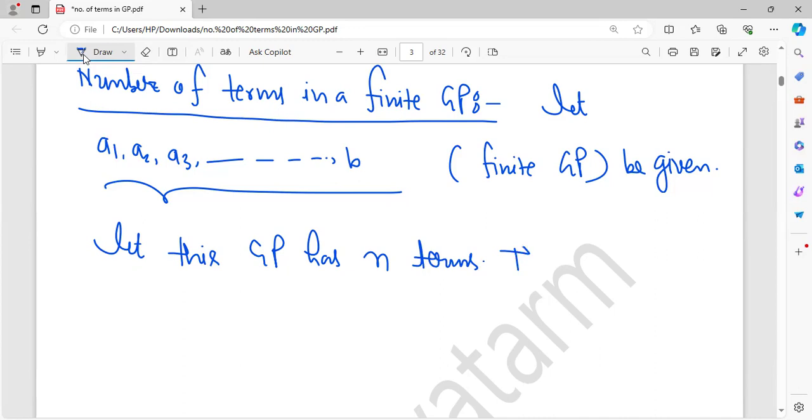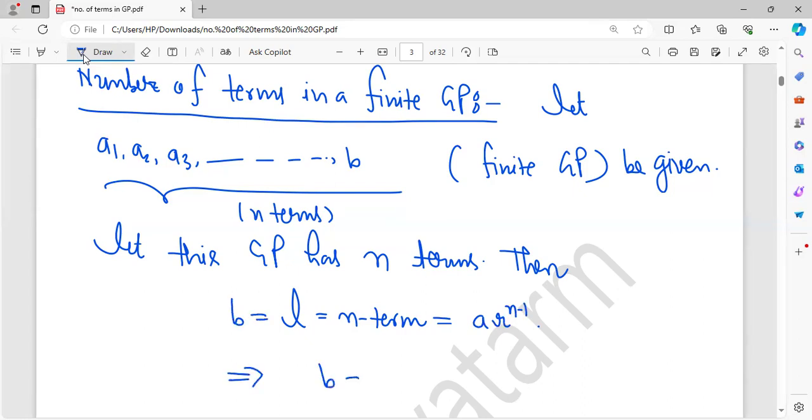Then what is the last term of this GP? If this GP has n terms, the last term will be the nth term. And what is the formula of the nth term? AR to the power n minus 1. So the last term is B. So this implies B is equal to AR to the power n minus 1.